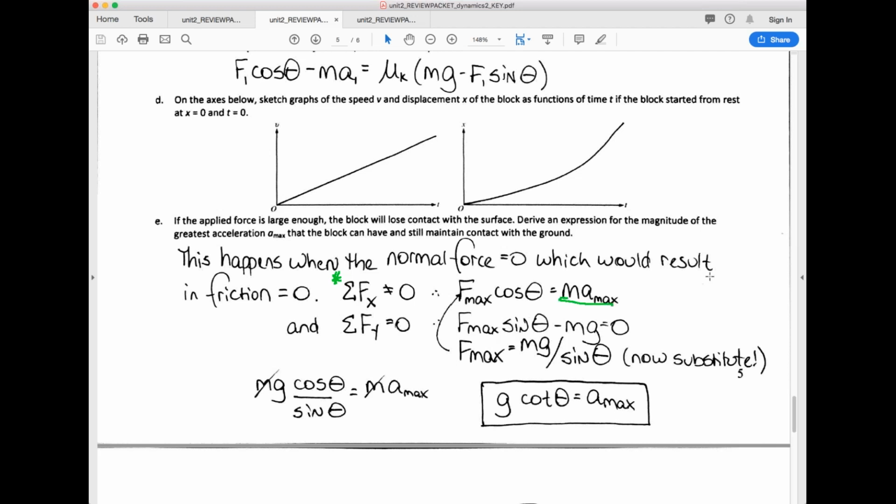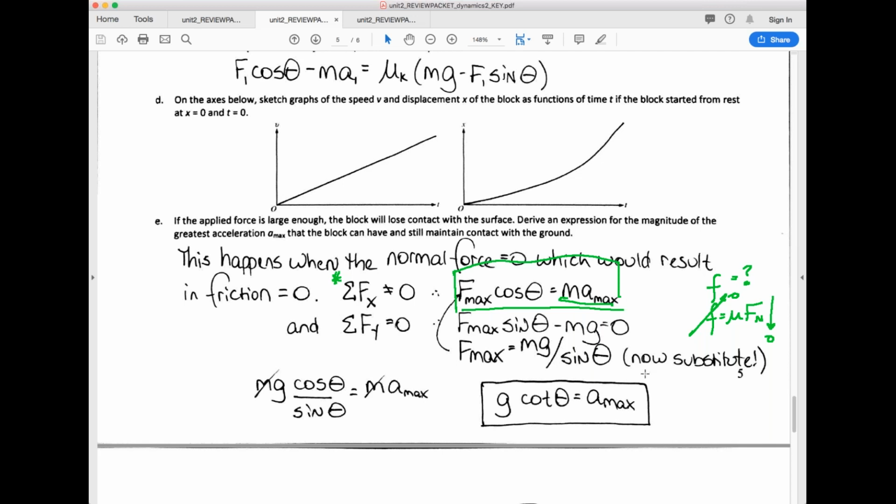You might be asking, well, what happened to the frictional force? Well, when we lose contact with the ground, at that threshold, the normal force is 0. We know that friction is dependent on the normal force. So when the normal force goes down to 0, friction becomes 0. And so our dynamics equation effectively simplifies. It's just F cosine theta is equal to F net. That's it. There is no frictional force.